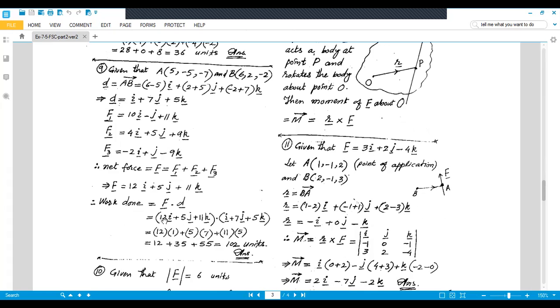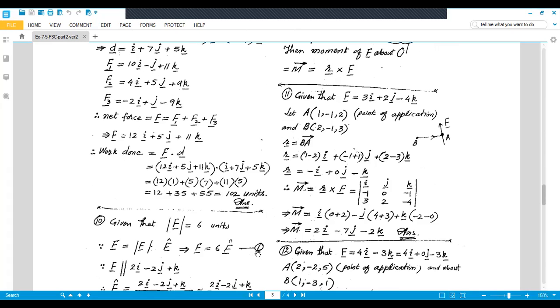So we take the dot product: 12 into 1, 5 into 7, 11 into 5. So 12, 35, 55, we add them. So we get 102 units. Proved that it is 102.